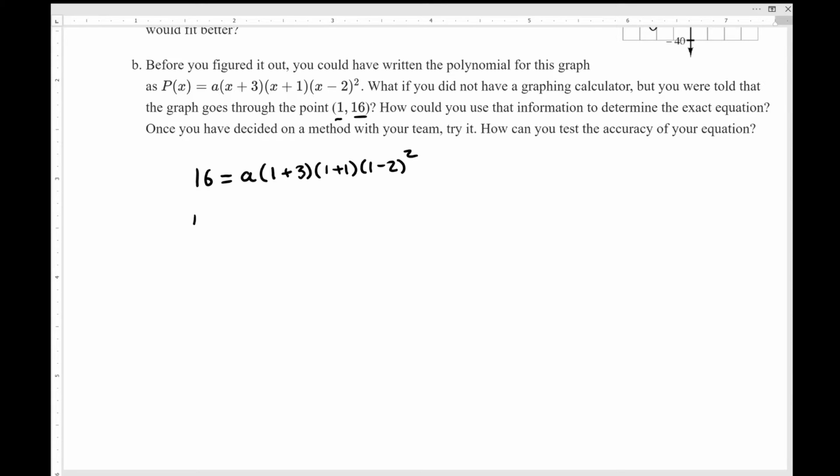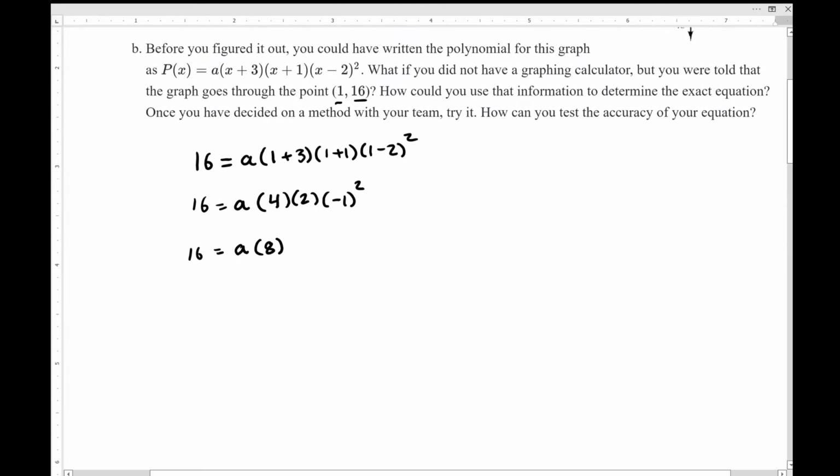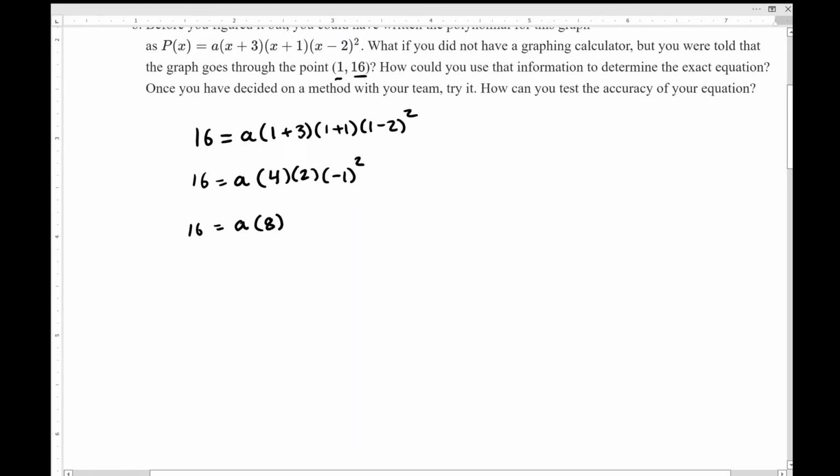And I think you can probably do the rest, but let me do it here real quick. We have 4 times 2 times negative 1 squared. 16 equals a times 8. All right. The negative value goes away there because negative 1 squared is just 1. So we should have a equals 2, right?